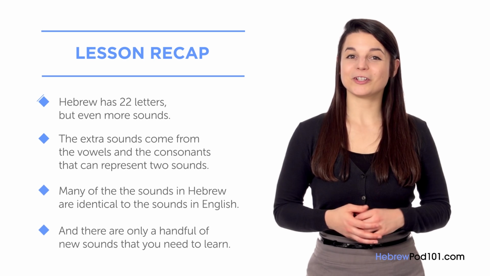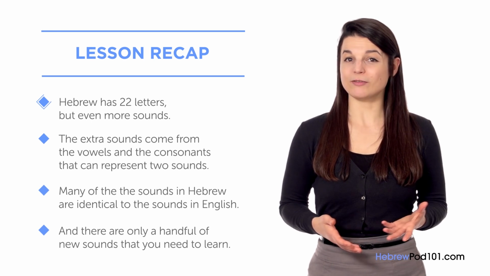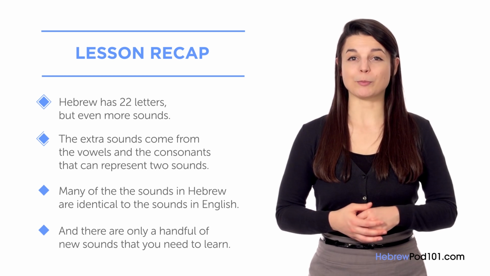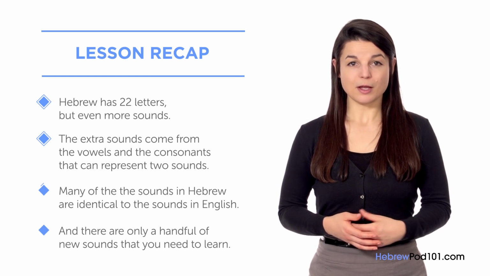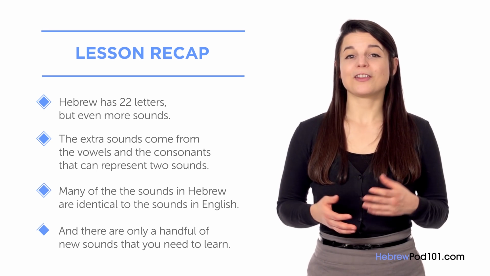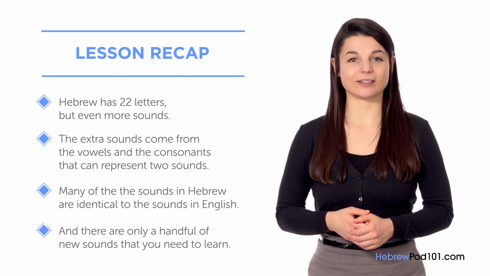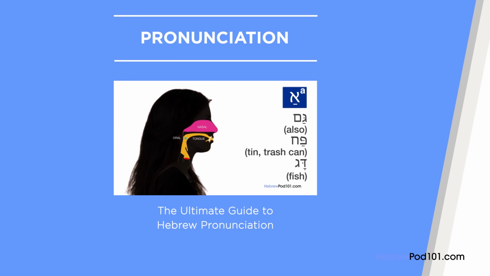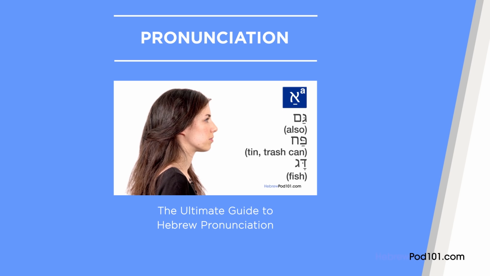Let's wrap up this lesson by recapping what we've learned. In this lesson, you learned that Hebrew has 22 letters, but even more sounds. The extra sounds come from the vowels and the consonants that can represent two sounds instead of one. Many of the sounds in Hebrew are identical to the sounds in English. And there are only a handful of new sounds that you need to learn. We've covered only the basics of Hebrew pronunciation. If you're interested in learning more, check out our Ultimate Guide to Hebrew Pronunciation. In that video series, we teach you how to pronounce every single sound used in Hebrew.